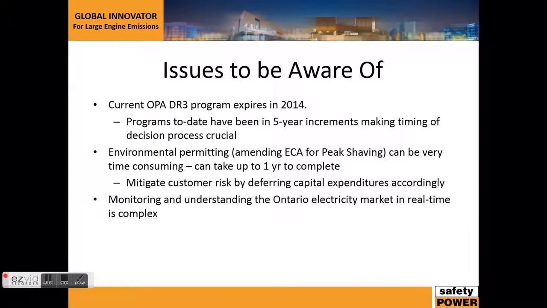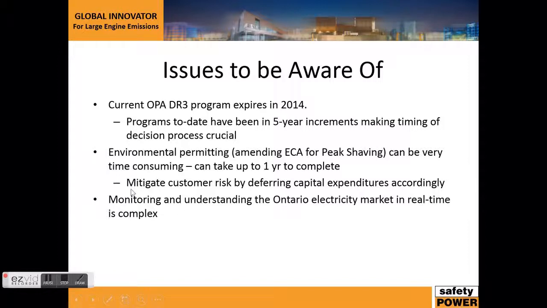There are some issues to be aware of. One of the big ones is currently the DR3 program is going to expire in 2014. It's very likely it's going to be renewed for another 5-year increment, but that is not a guarantee. So it's important to be aware of that.